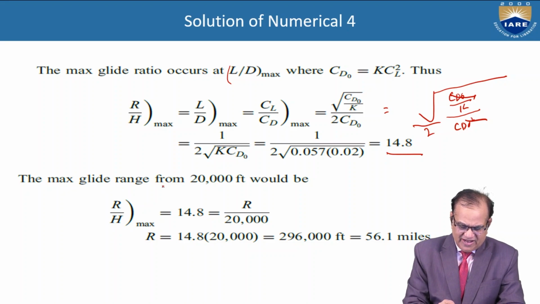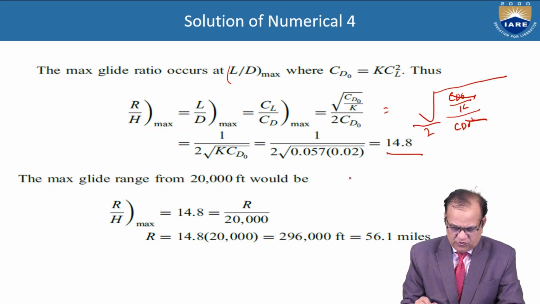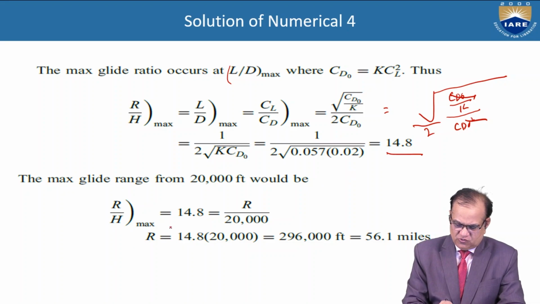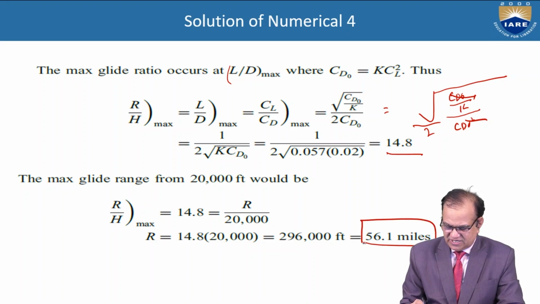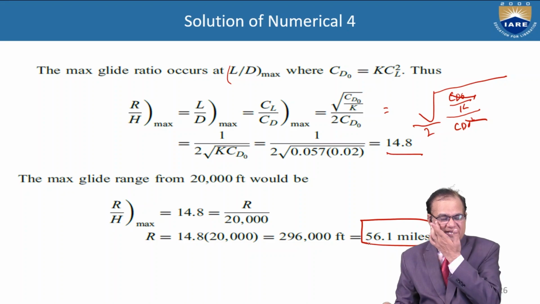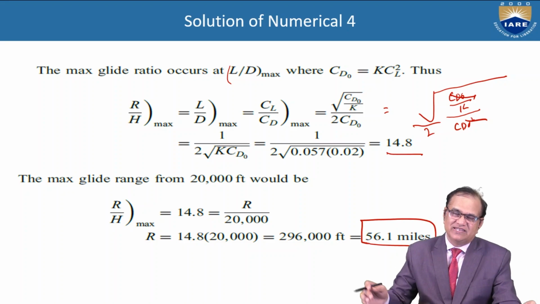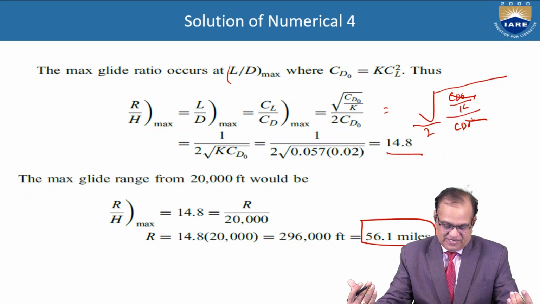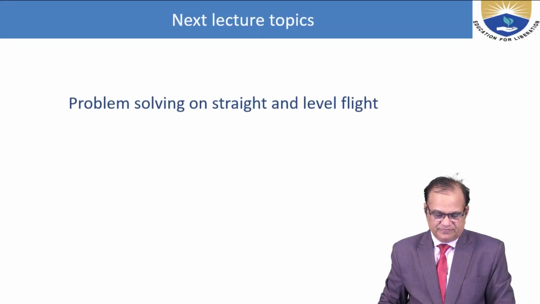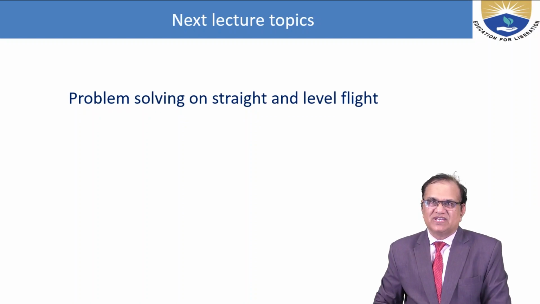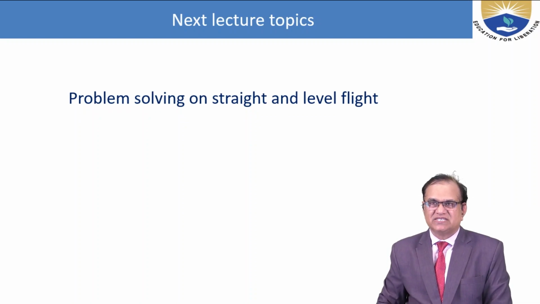The maximum glide range from 20,000 feet: R by H is equal to 14.8. So maximum range R is equal to 20 into 14.8. You will get 56.1 miles. So L by D is also range by height, altitude. So in this way we can find out. Next lecture we will be solving the problems from straight and level flight.